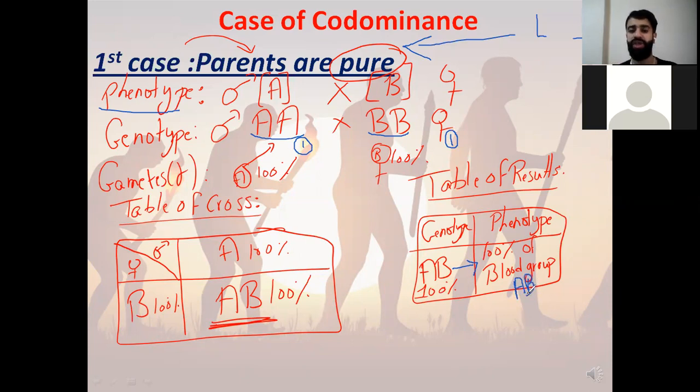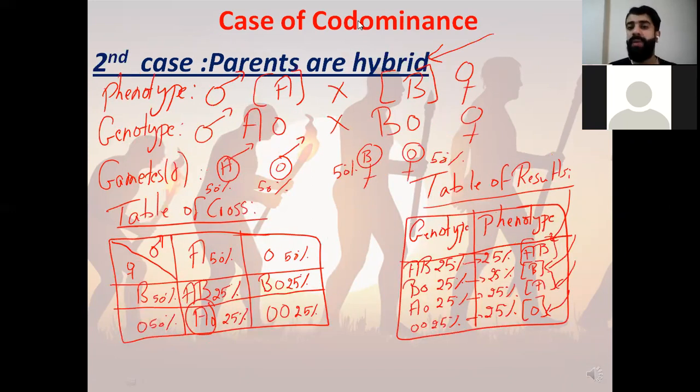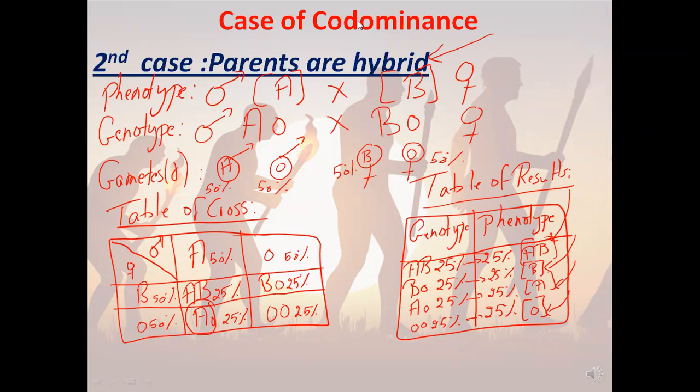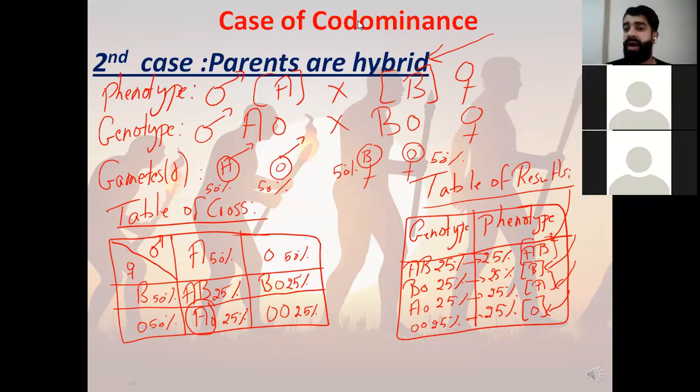Okay? Any questions before we move to the second case? This is the first case, about the case where the parents are pure. Moving now to the second case. The second case is talking about the parents, they are hybrid. Hybrid, what does this mean, Cynthia? What is the meaning of hybrid? They are different, heterozygous. Heterozygous, exactly. So the parents are heterozygous.